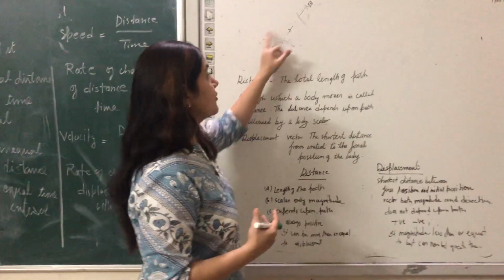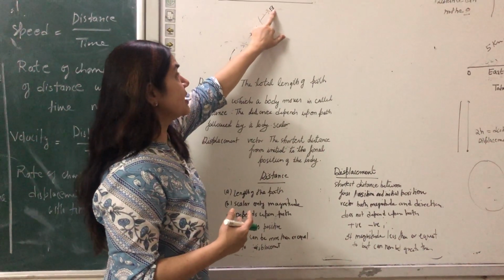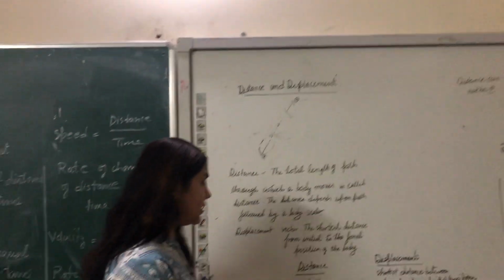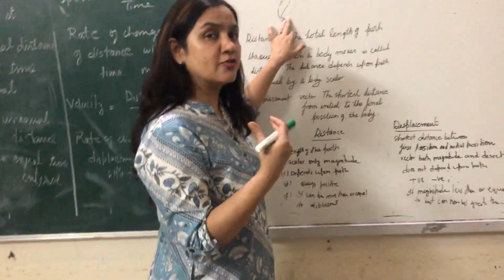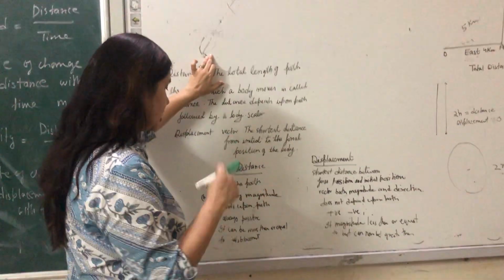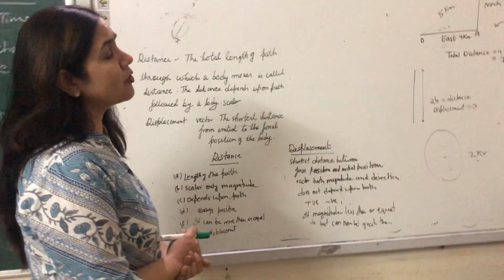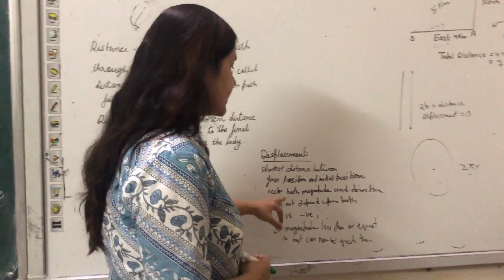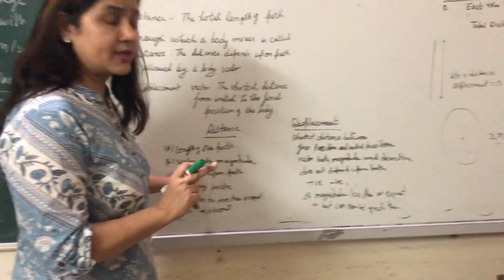Distance is the length of the path that you have seen. 3 km going, 3 km coming back to the original position, 3 plus 3. So you calculate the length of the path. But in displacement, you take the final position minus the initial position. You will always calculate final minus initial. Distance is a scalar quantity. That means there is no role for the direction. Only magnitude we consider, while displacement is a vector quantity.